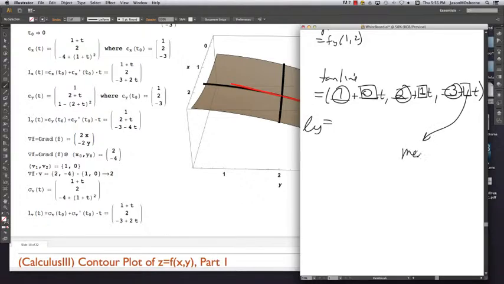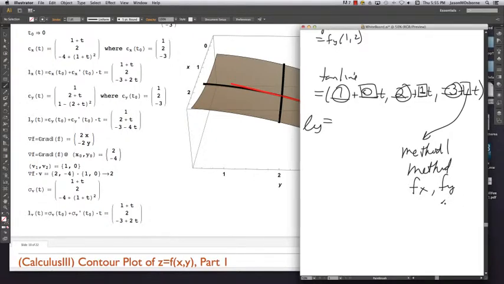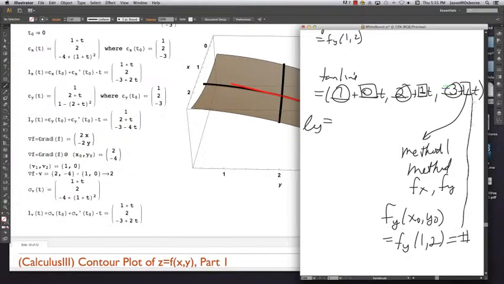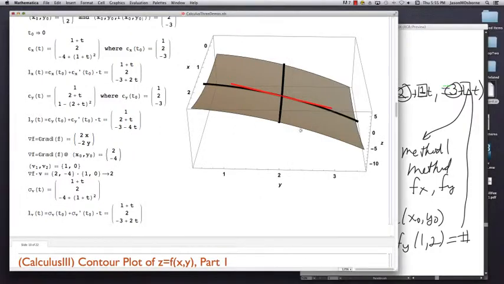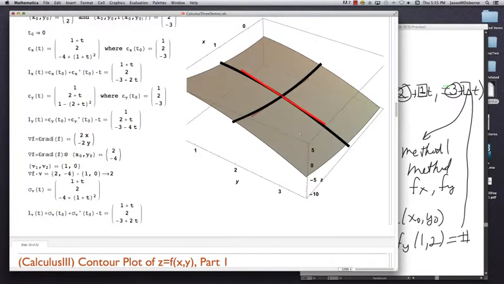And the last entry you need to fill in is some number. There were 2 ways to find it: you could use method 1 or method 2 for computing partials. But no matter how you compute your partial, the number that goes here is f sub y evaluated at x naught, y naught, which in this case is at x naught 1 and y naught 2. That gives you the number that goes into the third entry of your tangent line. So that is the geometric significance of the partial derivatives.